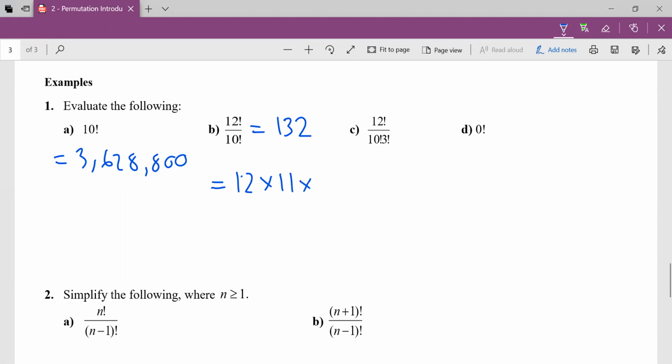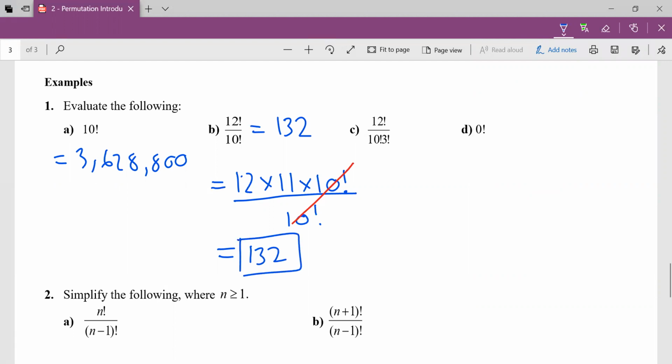12 times 11 times 10. And I'm going to stop right there. Like it keeps going, right? It's 9 times 8 times 7 times 6, blah, blah, blah, blah. But I'm going to stop there because what do I see in my denominator? 10 factorial. 10 factorial divides by 10 factorial. That's 1. So what do we got? 12 times 11, 132. That's how I got that answer.